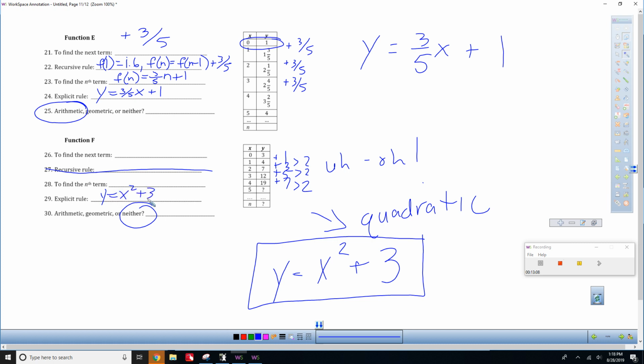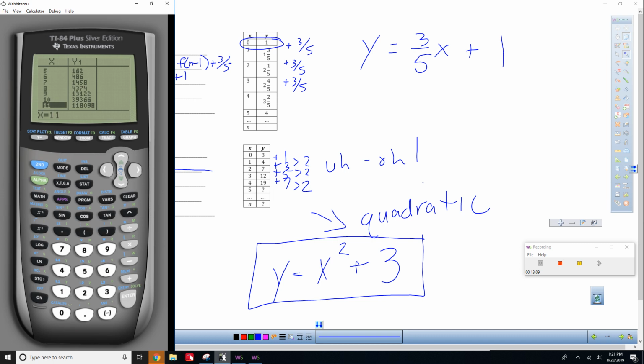Let's check our calculator to see if it's right. Y equals clear x squared plus 3. Check the table.